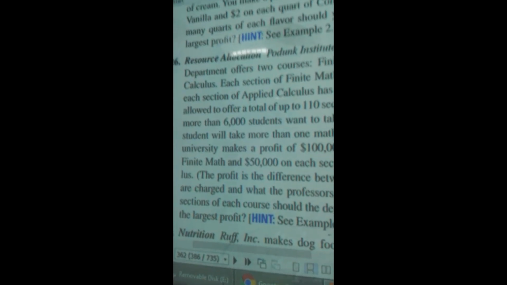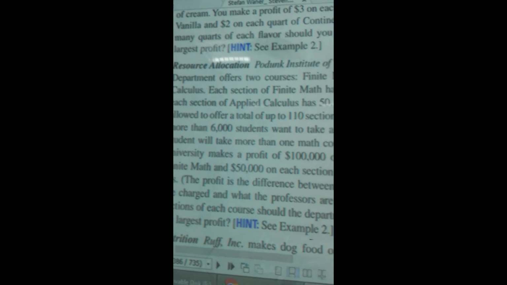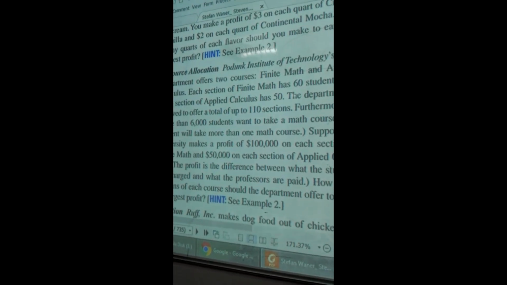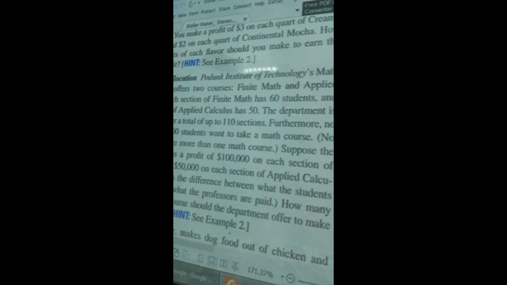Okay, class, this is a big question. I can't really copy it, so I would expect you to read it from here. This is question 26, resource allocation. Particle Institute of Technology's Math department offers 2 courses, Finite Math and Applied Calculus. Each section of Finite Math has 60 students. So we're going to be taking Finite Math as X rather than the students.